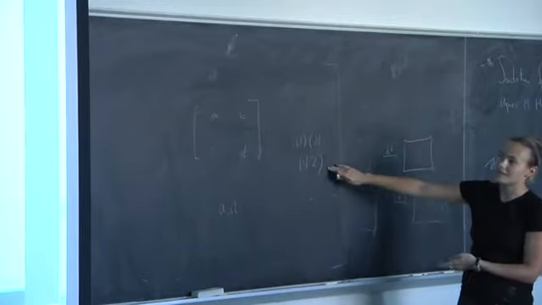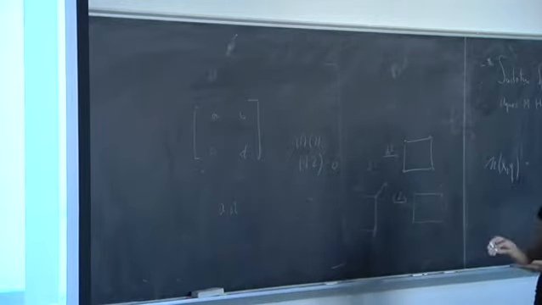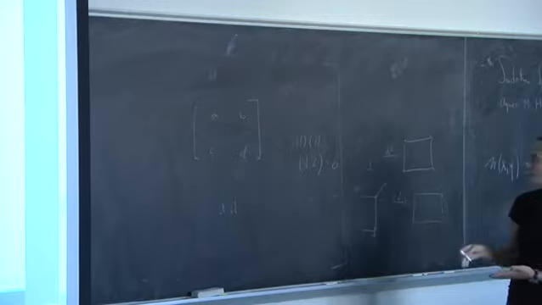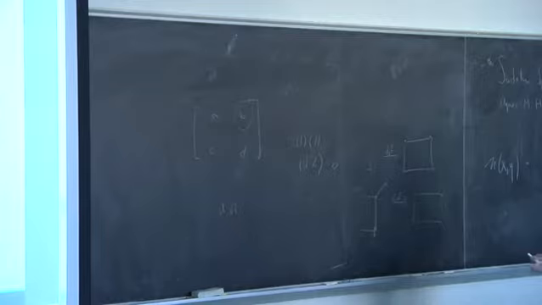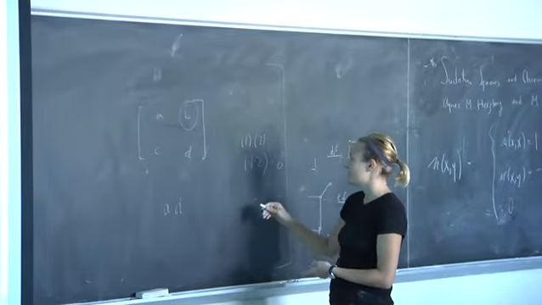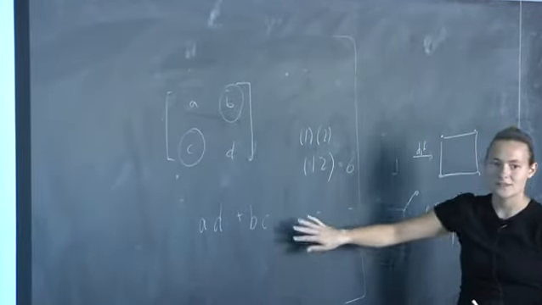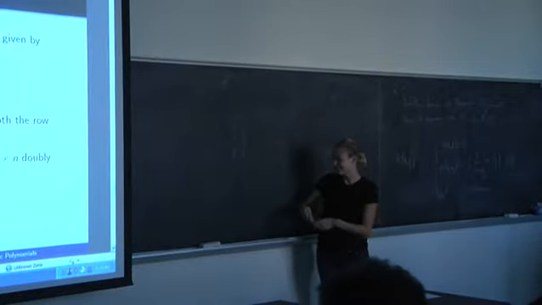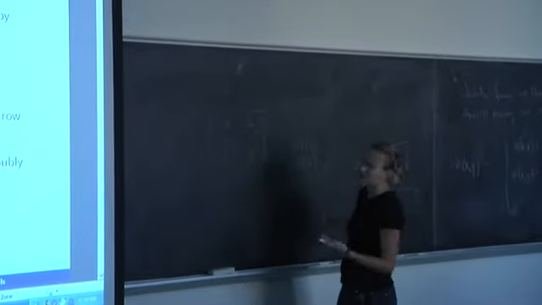So let's go to the other permutation. If this is σ, then A_{1,σ(1)}: σ takes 1 to 2, so A_{1,σ(1)} is A_{12}, which is B. And for A_{2,σ(2)}, σ takes 2 to 1, so you have A_{21}, which is C. So this is the permanent of a 2 by 2 matrix, and it looks a lot like the determinant. The only thing missing was whether we considered if the permutations were odd or even.